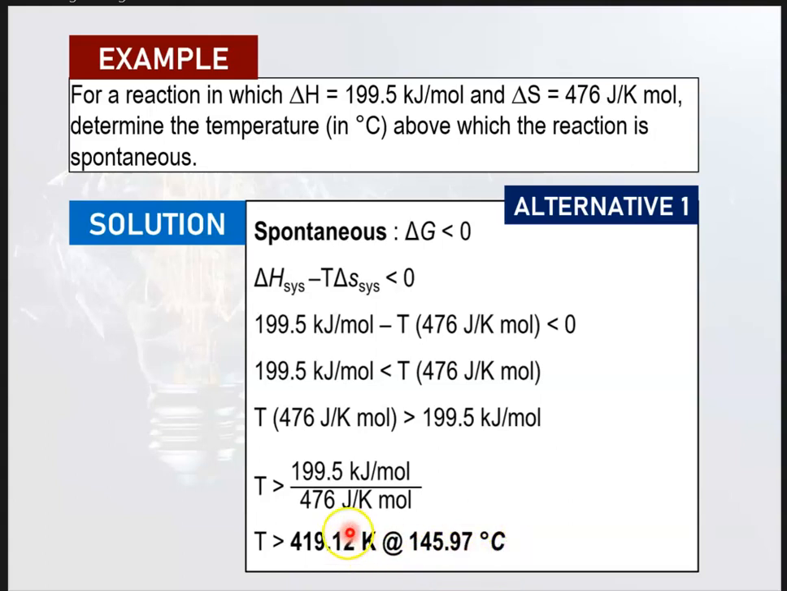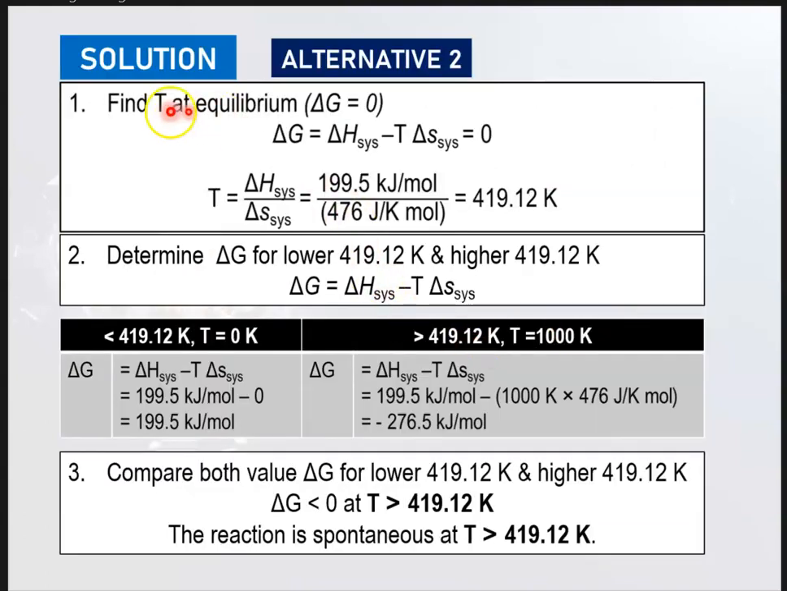This is the temperature that can give us a negative delta G value: 145.97 degrees Celsius or 419.12 Kelvin. So this is the temperature where the reaction can be spontaneous. This is alternative 1. And this is alternative 2.